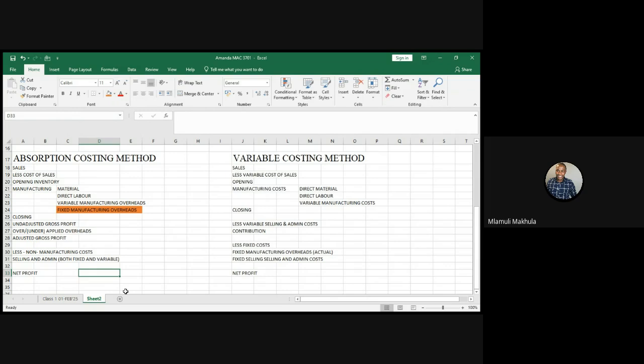So this is learning unit 5, just like that. That's the difference between your absorption costing method and your variable costing method.